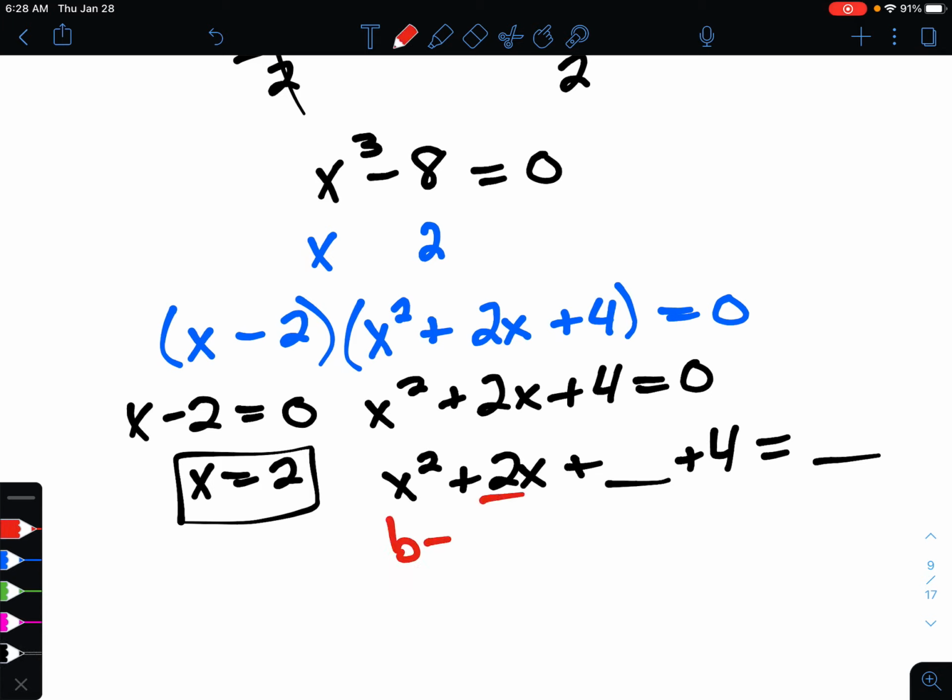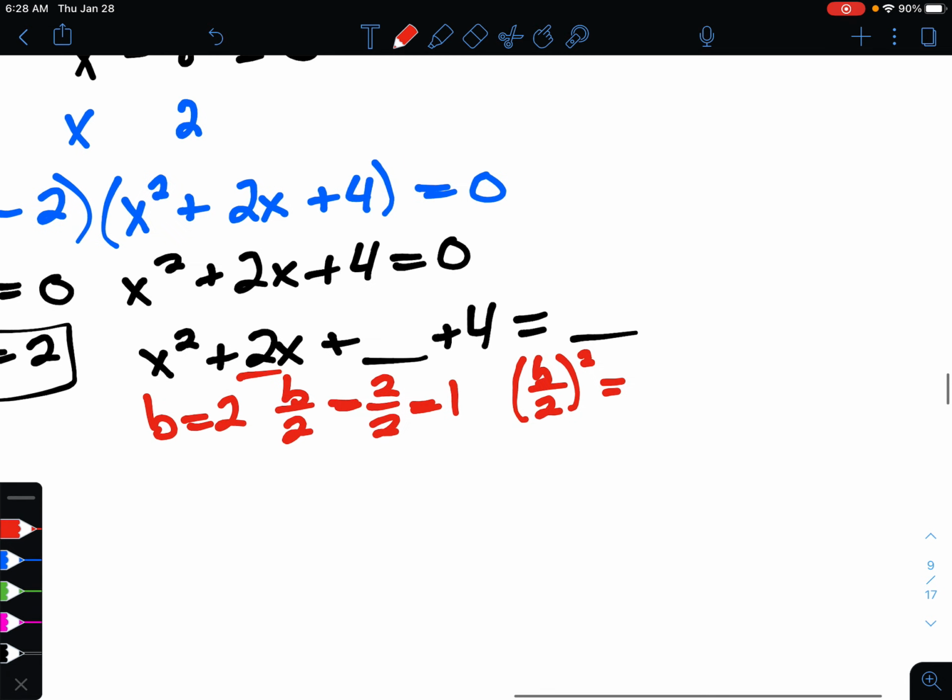Now, in this case, our b value is 2. So b over 2 is 2 over 2, which is 1. And so if you take b over 2 and square it, which remember is what you're going to need to do to figure out what number goes into those blanks, then that's going to be the number 1 squared, which is just 1. In other words, we need to add by 1 on both sides of our equation.